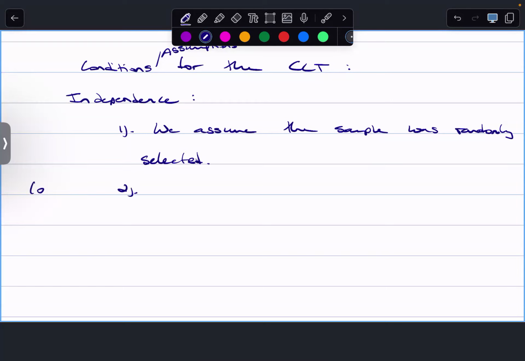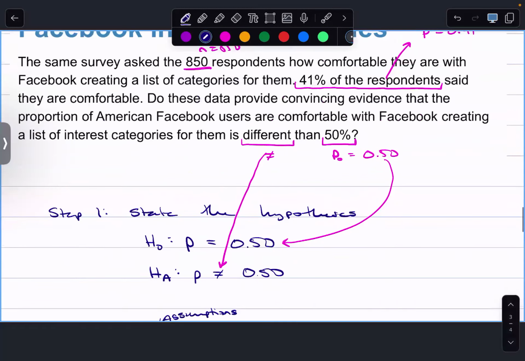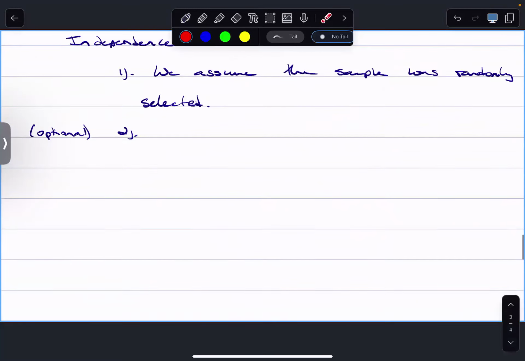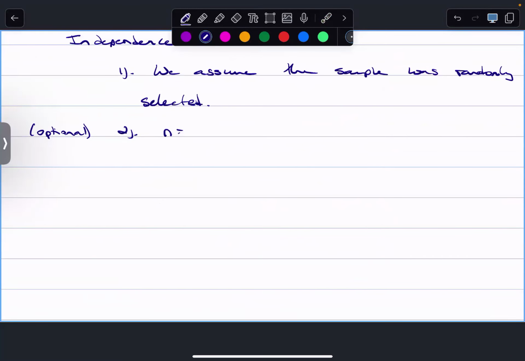The next one's optional, but why not? It's reasonable to say that a sample size of 850 is less than 10% of American Facebook users. So n equal to 850 is less than 10% of American Facebook users.